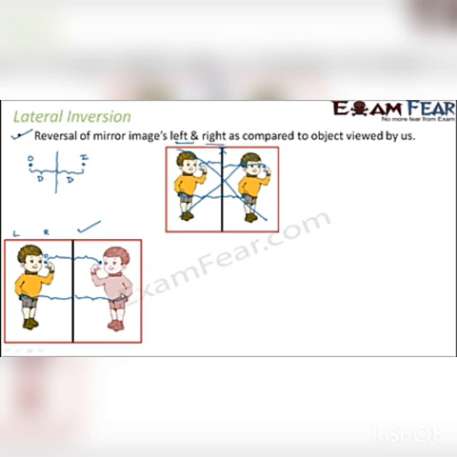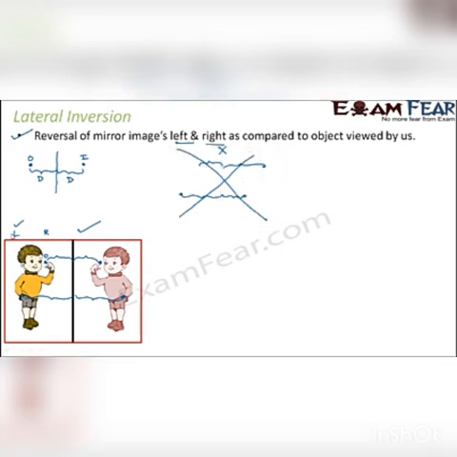So in this case, what happens is the light which is traveling from the left hand side of the object is reflected straight back, and it appears to us as if it is coming from the right hand side of the image. So basically, with the help of the image distance and object distance, I think you can understand it pretty well. Now let us look at some more examples of lateral inversion.